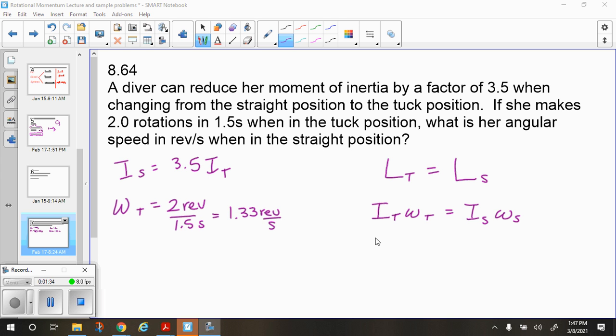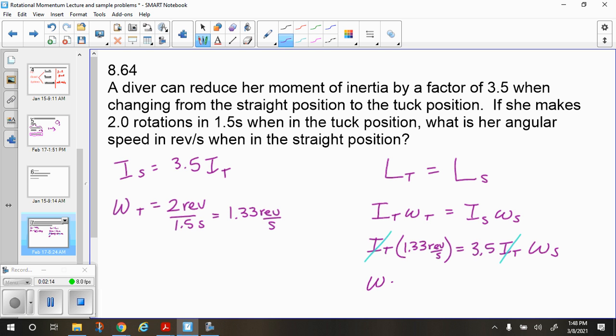And then we can plug in some numbers. So the moment of inertia of the tuck position, times the omega of the tuck position, which is 1.33 revolutions per second. And then I'm going to plug in 3.5 times I_T for the rotational inertia of the straight position. So 3.5 I_T times omega of the straight position. So we can see that our rotational inertias of the tuck position cancel out.